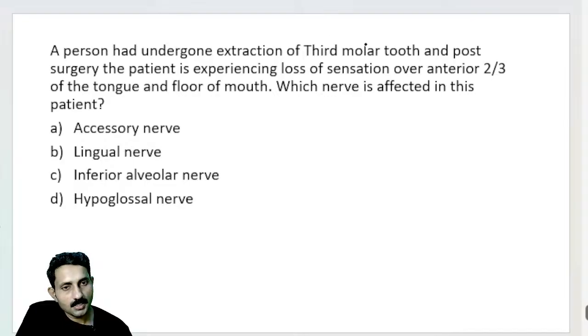Post surgery, the patient is experiencing loss of sensation over the anterior two-thirds of the tongue and the floor of the mouth. Anything related to sensations means we need to know about the nerve supply. It's not about the arterial supply, it's about the nerve supply. Which nerve is affected in this condition? The options are accessory nerve, lingual nerve, inferior alveolar nerve, and hypoglossal nerve.